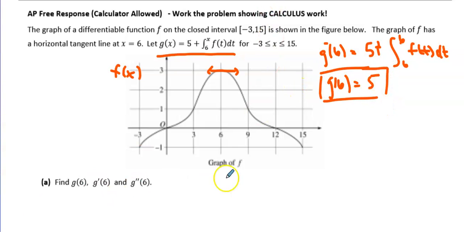Now the next part is very interesting. I want to find the derivative of this, right? I want g prime of 6.